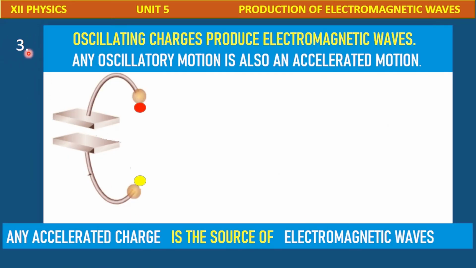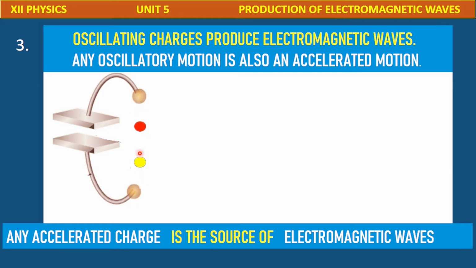This is the important point. Oscillating charges produce electromagnetic waves. We saw that stationary charges do not produce electromagnetic waves. A charge that moves with constant velocity does not produce electromagnetic waves, but oscillating charges produce electromagnetic waves.